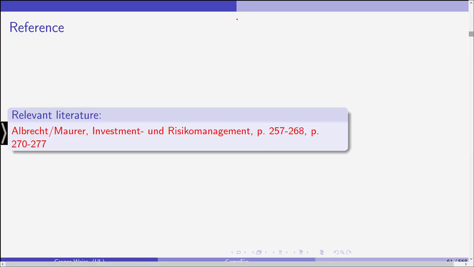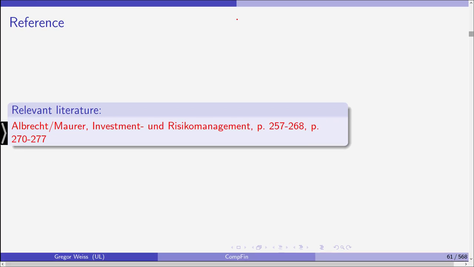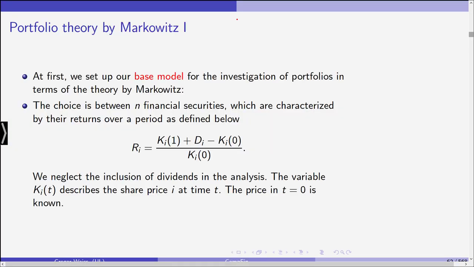Let's see what Markowitz portfolio theory is all about. You can read about this in this book, Albrecht Maurer, Investment und Risikomanagement. This one is in German, you don't need this, but if you're interested in portfolio theory, you can get a description and a discussion of portfolio theory in basically any finance textbook. This is just one of the books this lecture is based on.